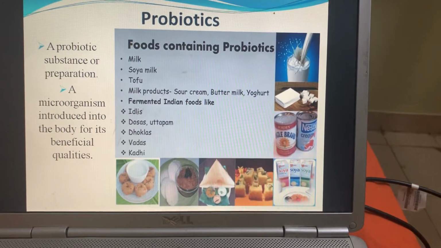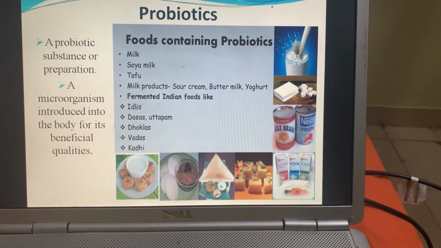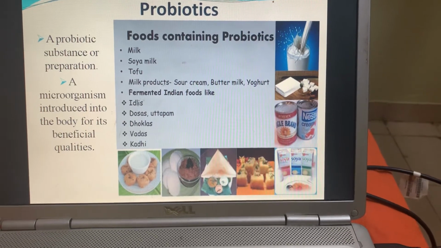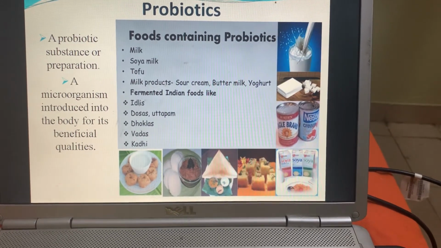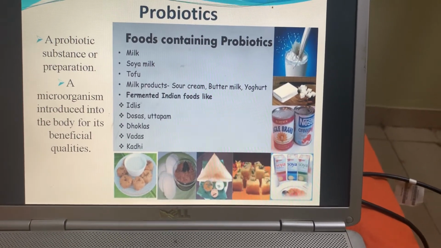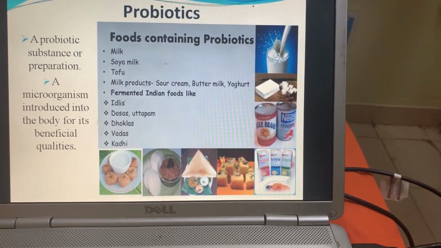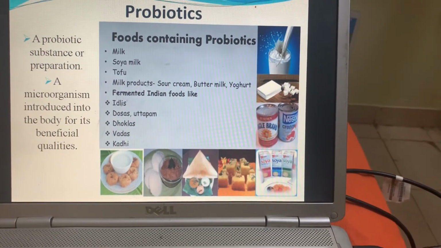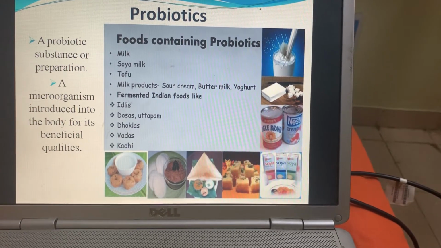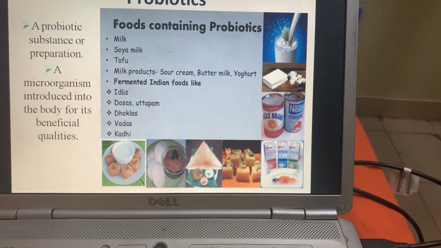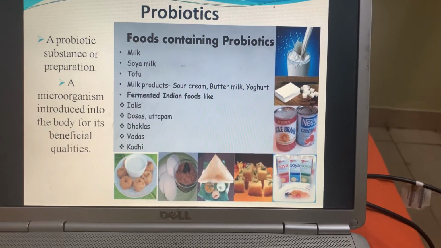What is a probiotic? A probiotic is a substance or a preparation. How is it so? Because a microorganism is introduced in the body which is having beneficial qualities. The example for probiotics that we consume in our food is milk that has good bacteria, soya milk, tofu, milk products like sour cream, buttermilk, yogurt, and fermented Indian foods like idli, dosa, uttapam, dhokla, vada, and curry.